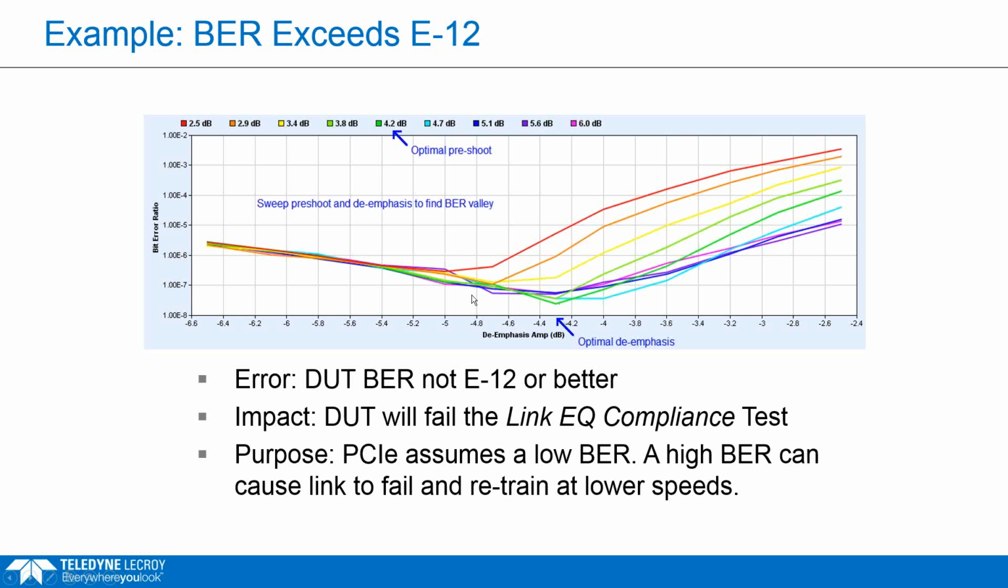So there's just no way, even if that algorithm is tuned perfectly, that this device is going to be able to get the required 10 to the minus 12 bit error rate. And this is going to cause a lot of problems if you try to use this in a real system. And this certainly would not pass the compliance test.